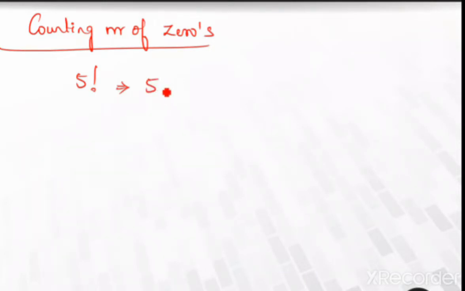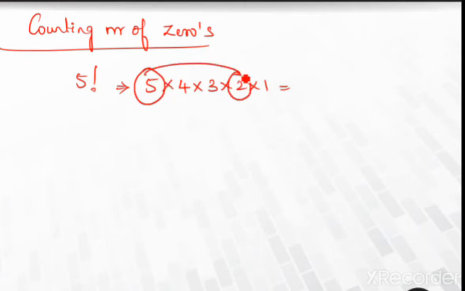5 factorial is nothing but 5 into 4 into 3 into 2 into 1, which is 120. Now 5 into any even number, we will get 10. Yes, we are getting one zero.